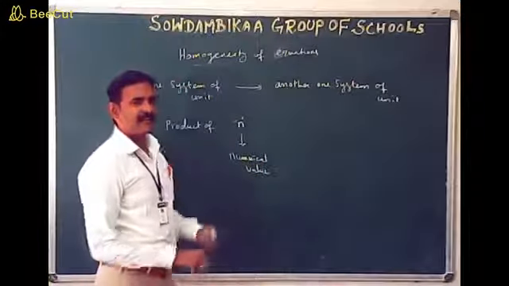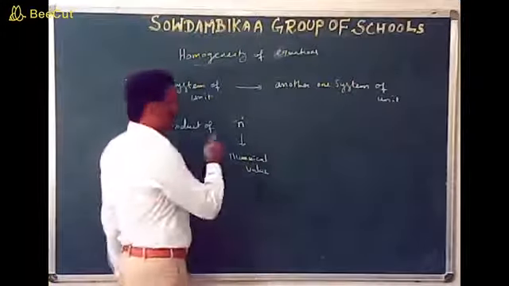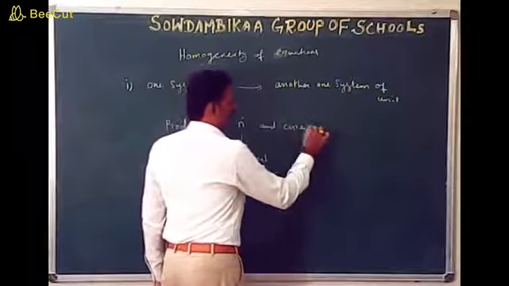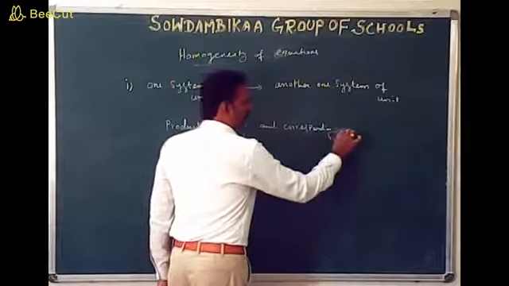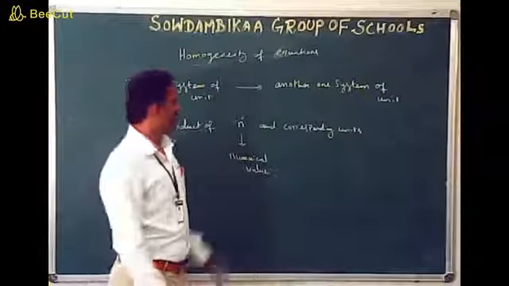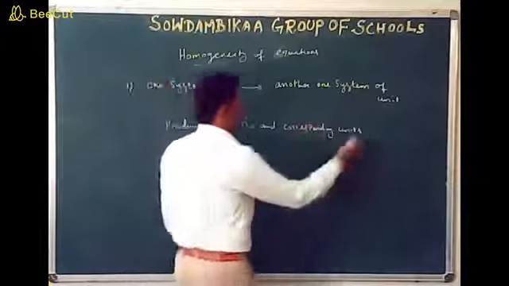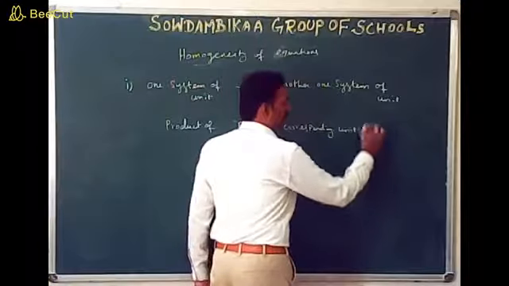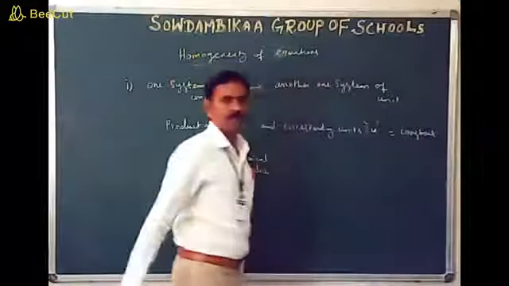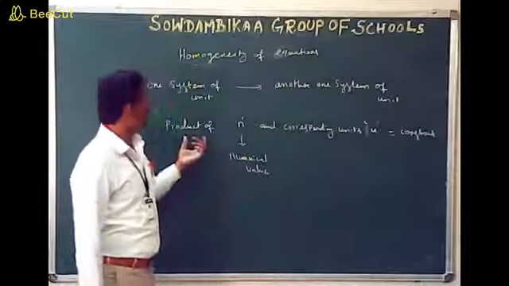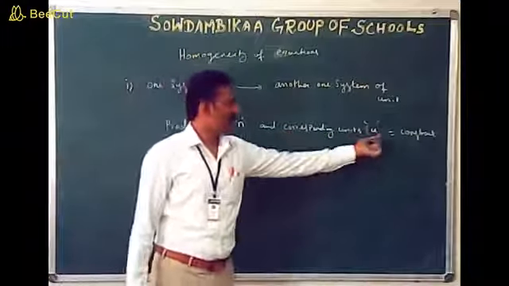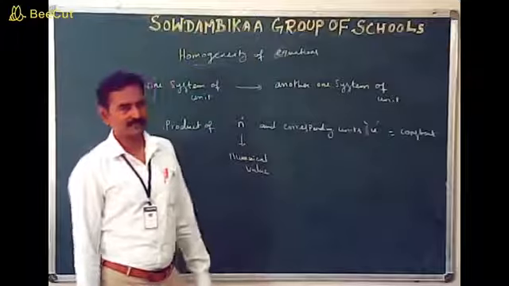And corresponding units, the product of n and corresponding units is a constant. Corresponding units, that is denoted by u, that is a constant. Okay, that is a general rule. The product of the numerical value and the corresponding units u is equal to a constant.